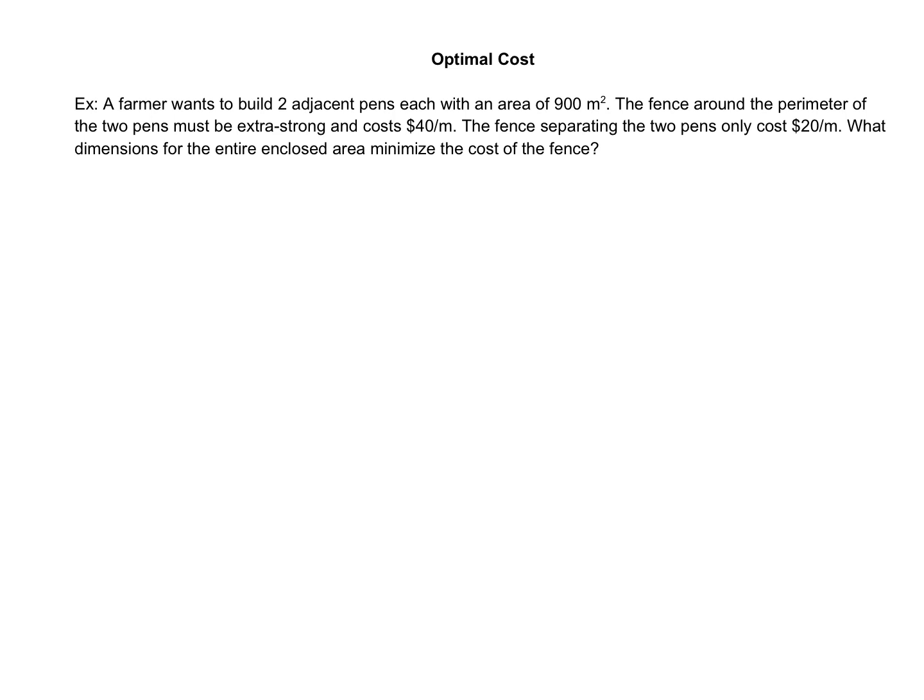A farmer wants to build 2 adjacent pens, each with an area of 900 meters square. The fence around the perimeter of the 2 pens must be extra strong and costs $40 per meter. The fence separating the 2 pens only costs $20 per meter. What dimensions for the entire enclosed area minimize the cost of the fence?